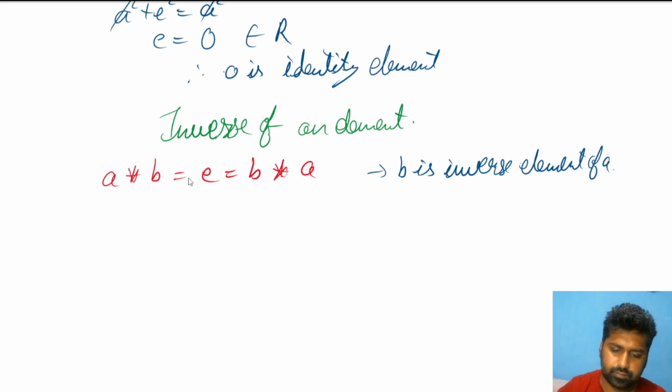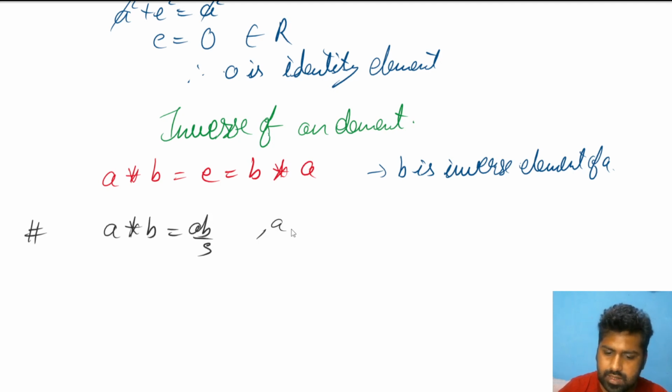Of course you need E for that, and E you know how to calculate now. So let's do one question to understand this better. A star B is equal to AB by 5, A comma B belongs to Q0. So Q0 means all rational numbers except 0.